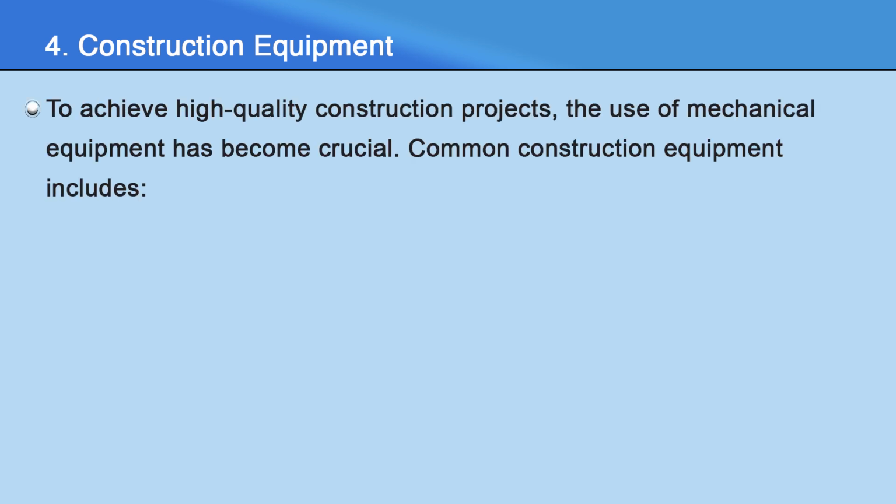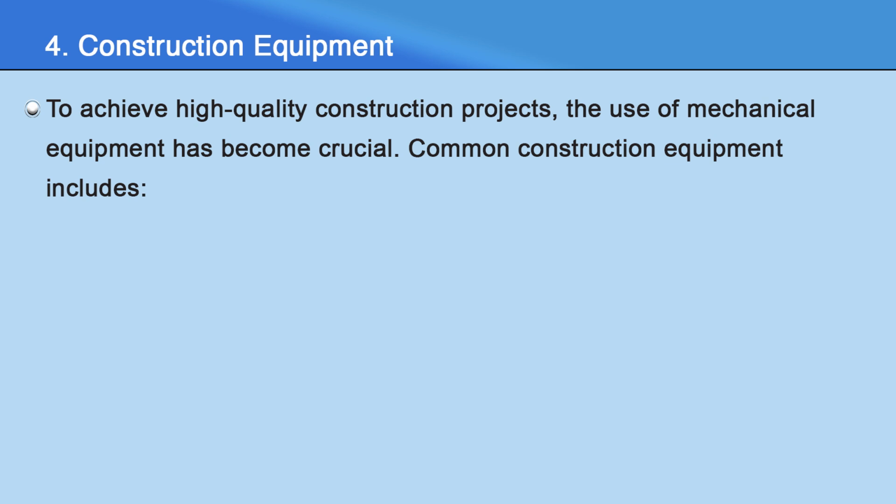Now moving on to the construction equipment. To achieve high quality construction projects, the use of mechanical equipment has become crucial. For large, complex projects with tight schedules and critical performance standards, construction equipment is essential. It is utilized across various construction activities including earthwork, aggregate production, concrete production, and placement.